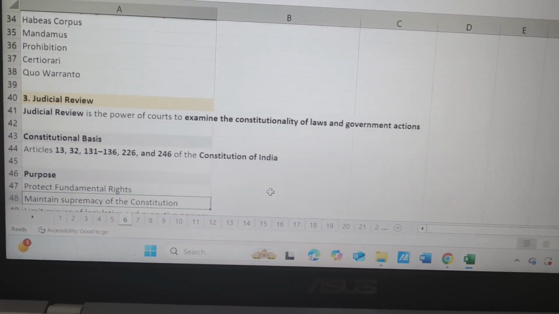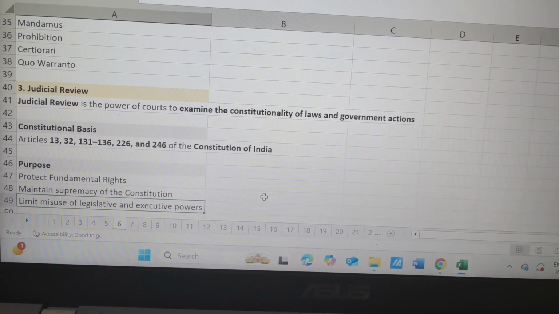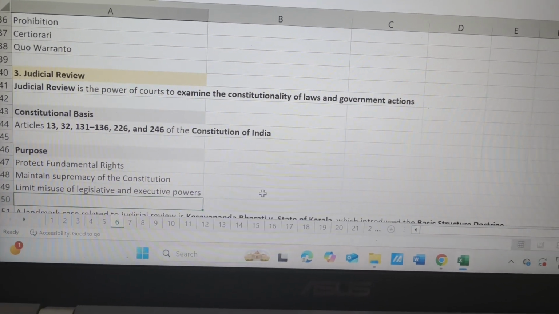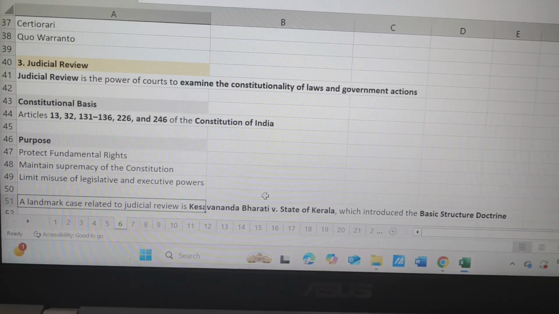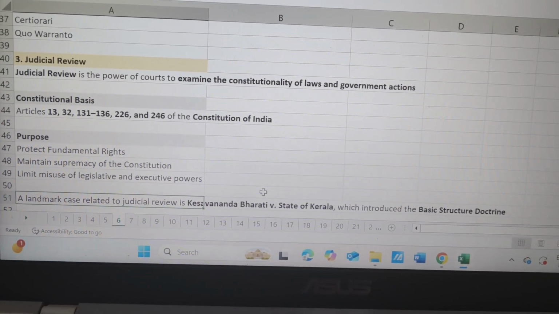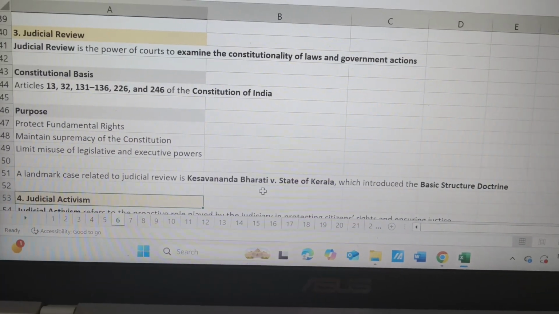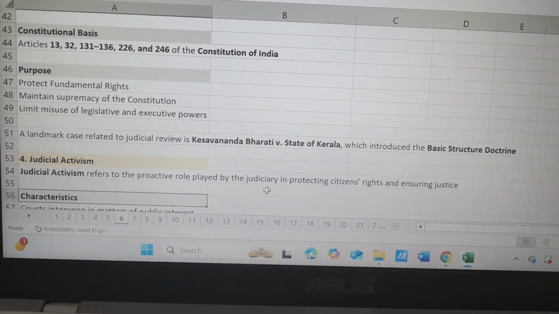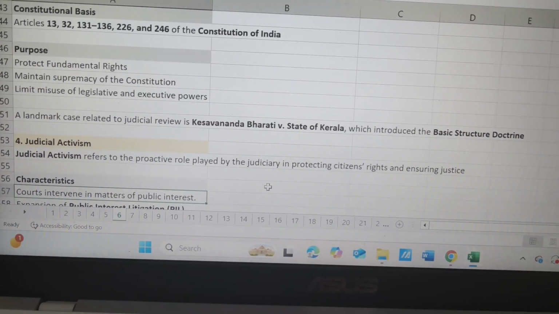Now let us talk about the judicial review. Judicial review is the power of courts to examine the constitutionality of laws and government actions. Constitutional basis, Articles 13, 32, 131 to 136, 226 and 246 of the Constitution of India. Purpose, protect fundamental rights, maintain supremacy of the Constitution, limit misuse of legislative and executive powers.